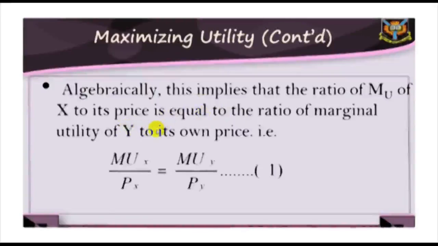As quantities of X consumed increases, its marginal utility will fall, while the fall in the quantity of Y will raise its marginal utility. This process of substitution of X for Y will continue until marginal utility per naira spent on X and Y are equal. Algebraically, this implies that the ratio of marginal utility of X to its price is equal to the ratio of marginal utility of Y to its price. That is, MUX over PX equals MUY over PY.